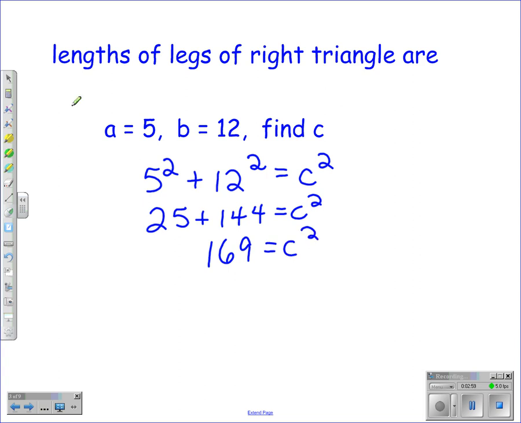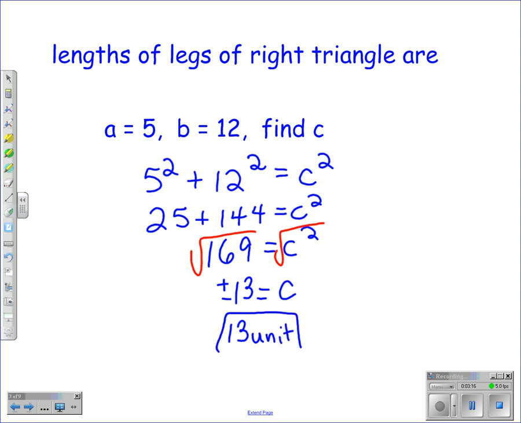And then, so we have to find c. We're going to take the square root of each side. And again, c is equal to plus or minus 13, but we only want the positive 13. So we'll have 13 units being our c. The length of the hypotenuse is going to be 13 units.